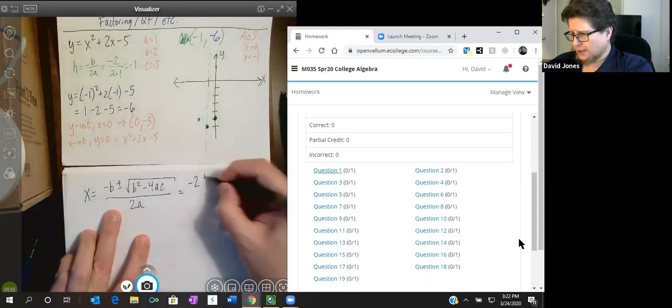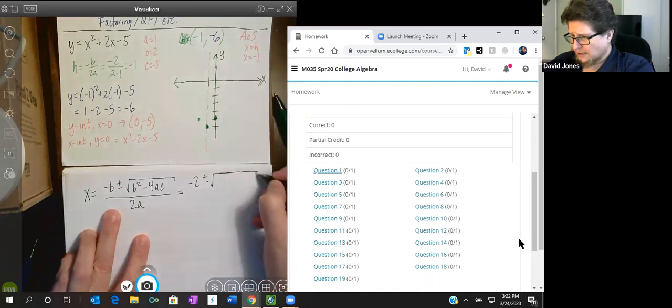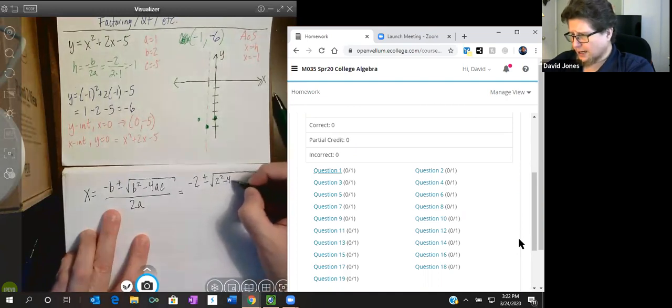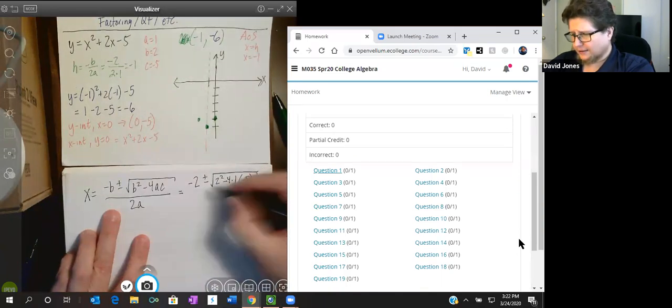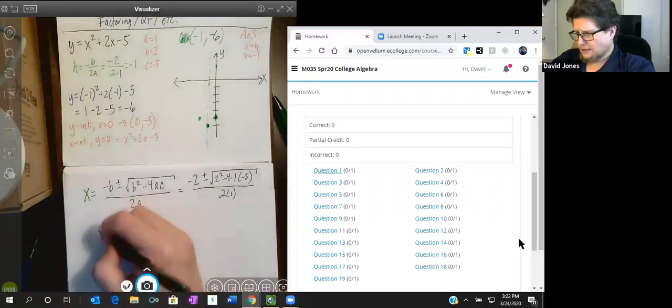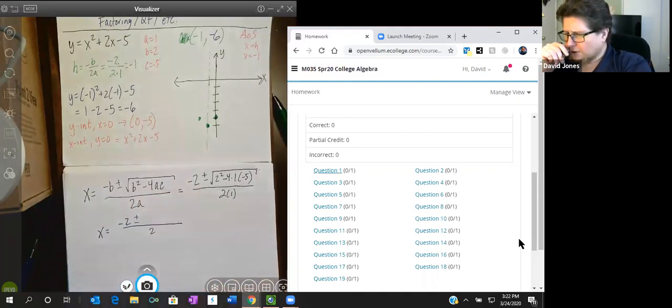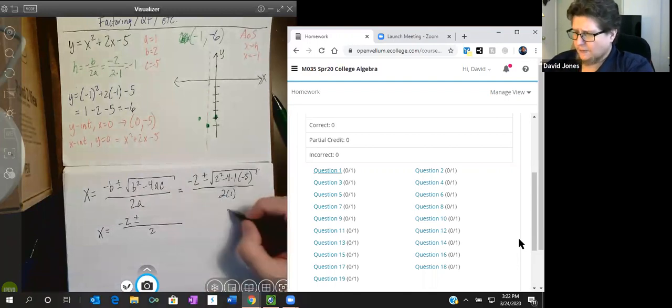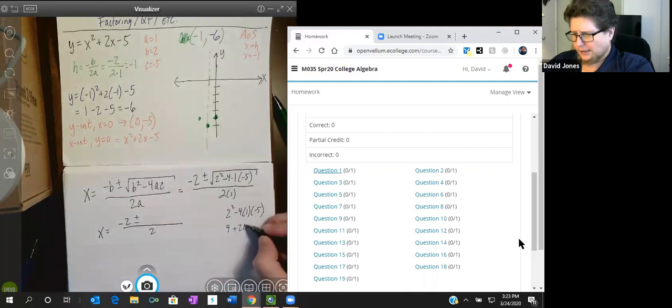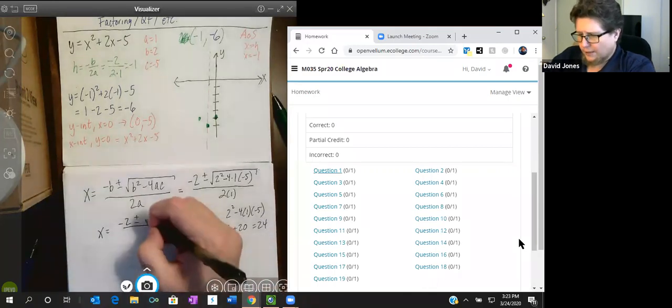Negative 2 plus or minus the square root of 2 squared minus 4 times 1 times negative 5, all over 2 times 1. The bottom is 2. What do I have going on inside the radical? 2 squared minus 4 times 1 times negative 5 is 4. And then negative 4 times negative 5 is plus 20, which is 24. That's what's going to go underneath the radical.